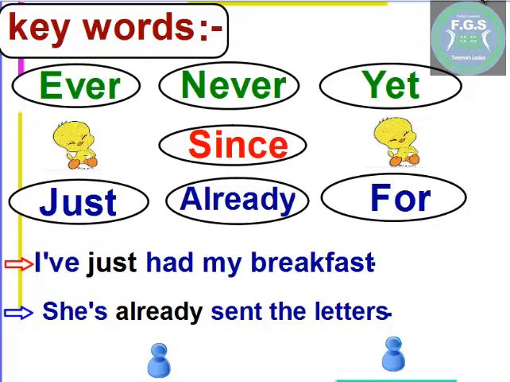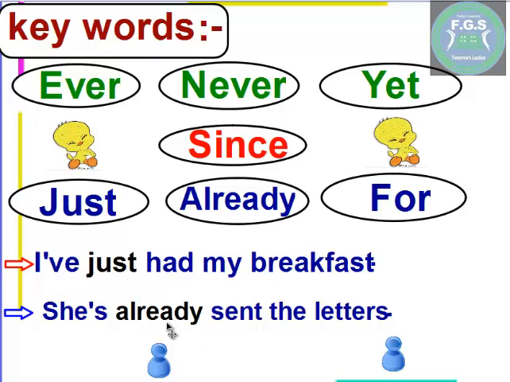So the key words of this tense are ever, never, yet, just, already, for, since. Again, repeat. Ever, never, yet, just, already, for, since. Okay. We will start with just and already, okay?